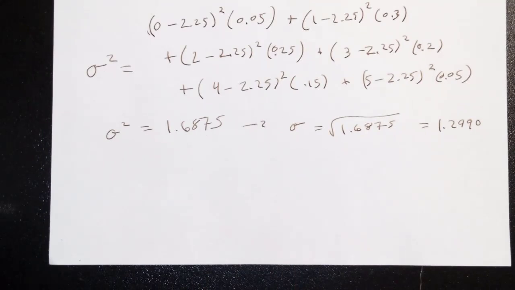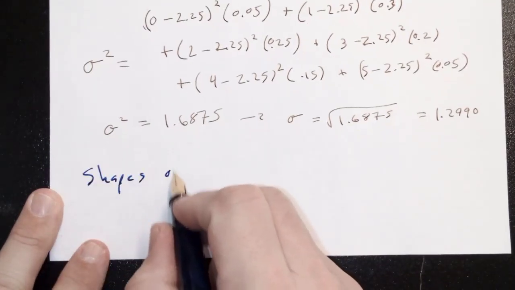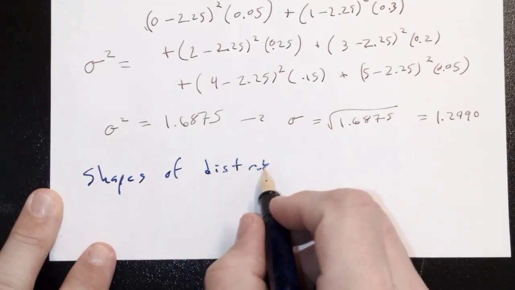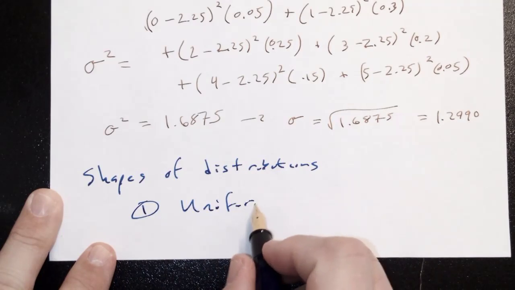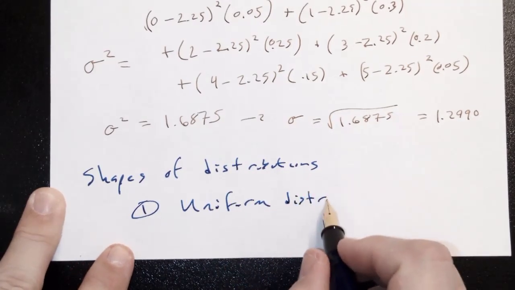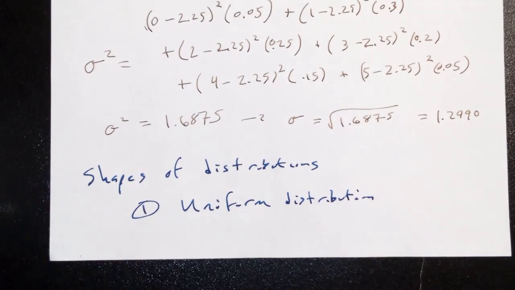Shape. There really are only two main shapes I want to talk about. The first one's called the uniform distribution. The best part about this one is that it's the one that you think of intuitively when you think of equally likely outcomes.